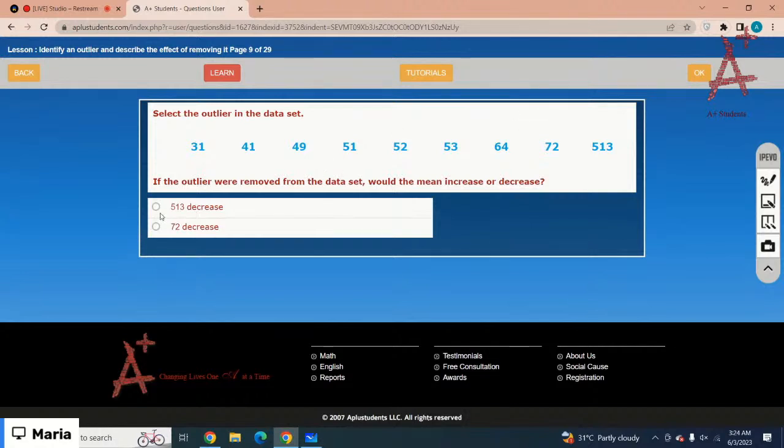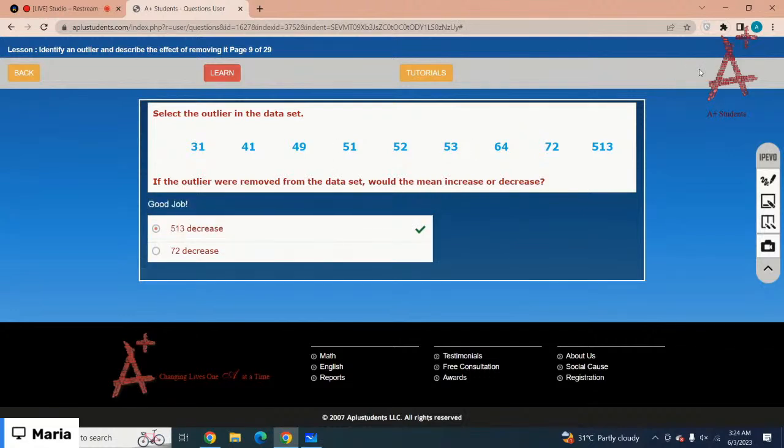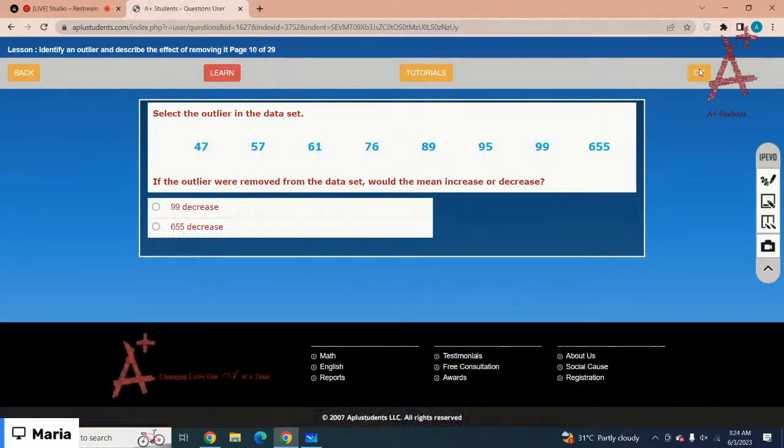The outlier is 513 and it's a big value. When you decrease a big value, it will decrease the mean. Got it? Okay, select the outlier in the dataset. If the outlier were removed from the dataset, would the mean increase or decrease?